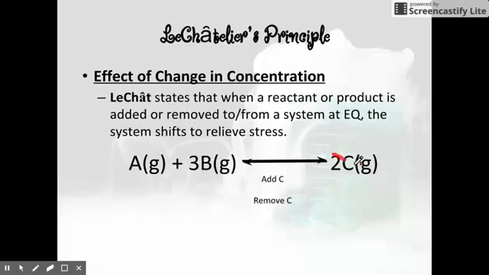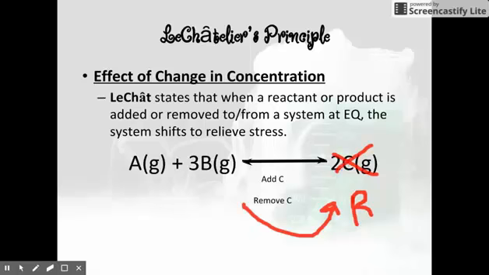So what happens if we remove something? So if we take away C, we remove some of it as it's being made, we remove our product. Now we have a hole on this side. So we have not enough C. So again, it's going to shift to the right if we remove something.